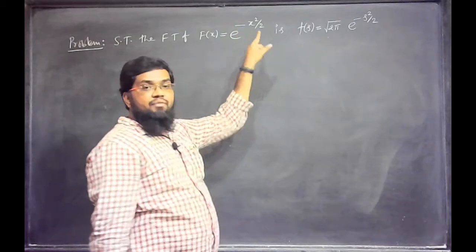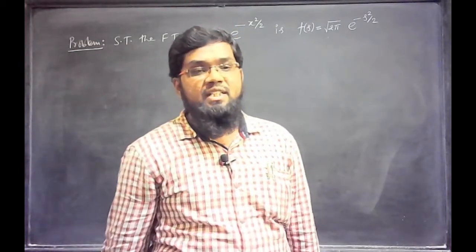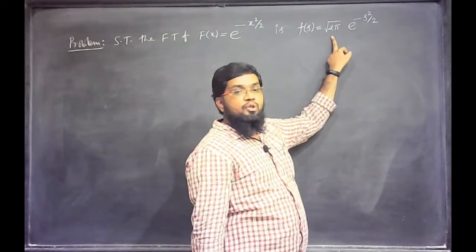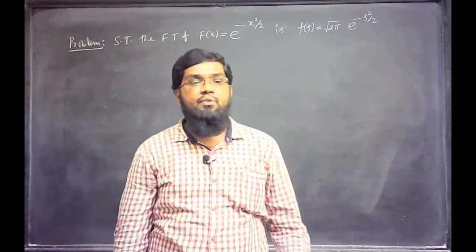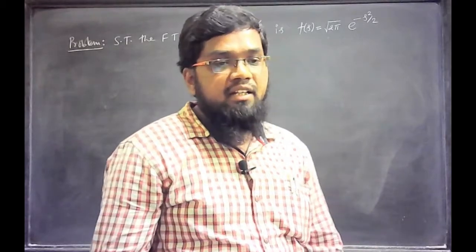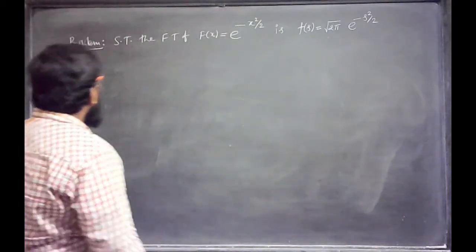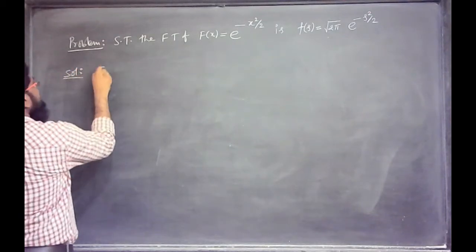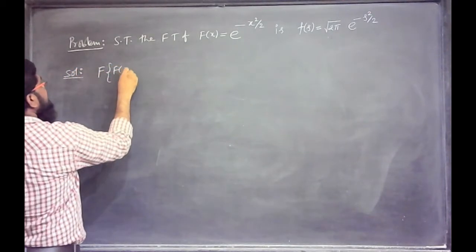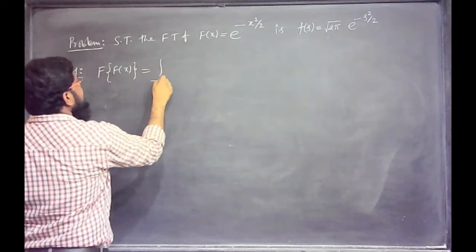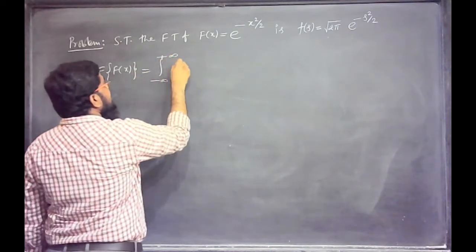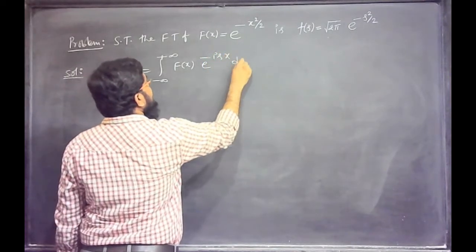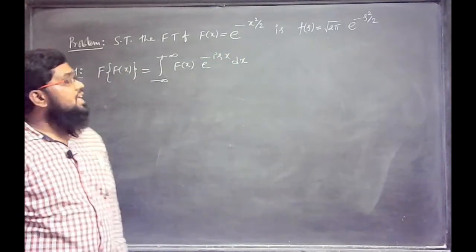x square by 2. What function is given to us here? e power minus x square by 2. We need to prove that its Fourier transformation is root 2 pi into e power minus s square by 2. Okay? So let us prove it. So go to the definition itself. What is the definition of Fourier transformation of any function? The Fourier transformation of any function f of x is equal to the integral from minus infinity to infinity of f of x into e power minus isx into dx. This is the Fourier transformation of f of x.